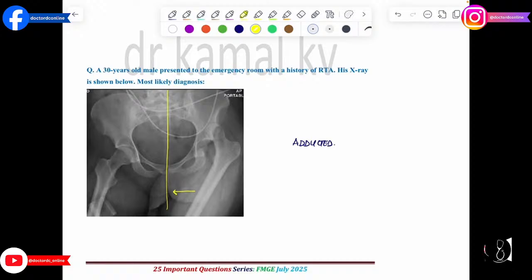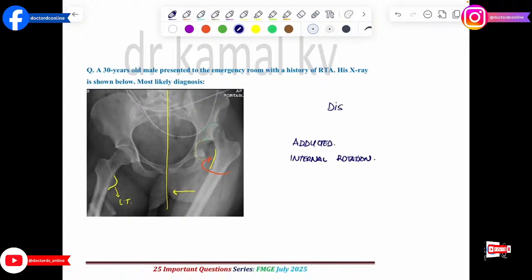What else can we note here? On the other side, the lesser trochanter is very prominent. So this is the lesser trochanter. But on the injured side, the lesser trochanter is hardly visible. So it suggests that there is some internal rotation. So adduction, internal rotation. And thirdly, what we can see here is the outline of the acetabulum, and see the position of the head of the femur. So it is dislocated.